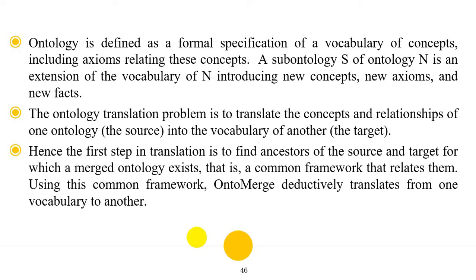Hence, the first step in translation is to find ancestors of the source and target for which a merged ontology exists. There is a common framework that relates them. Using this common framework, OntoMerge iteratively translates from one vocabulary to another.